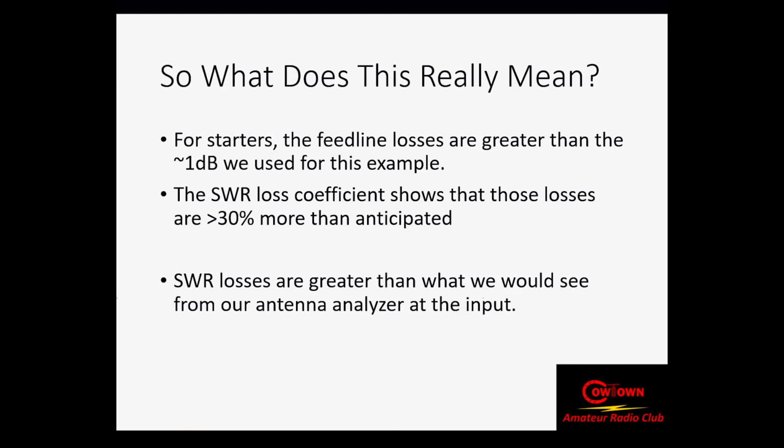For starters, the feed line losses are greater than the 1 dB we used for this example. The SWR loss coefficient shows that those losses are greater than 30% more than anticipated. And SWR losses are greater than what we would see from our antenna analyzer at the input.